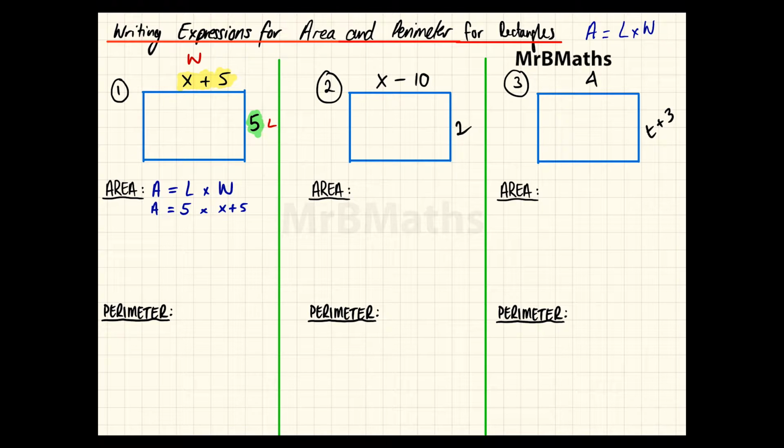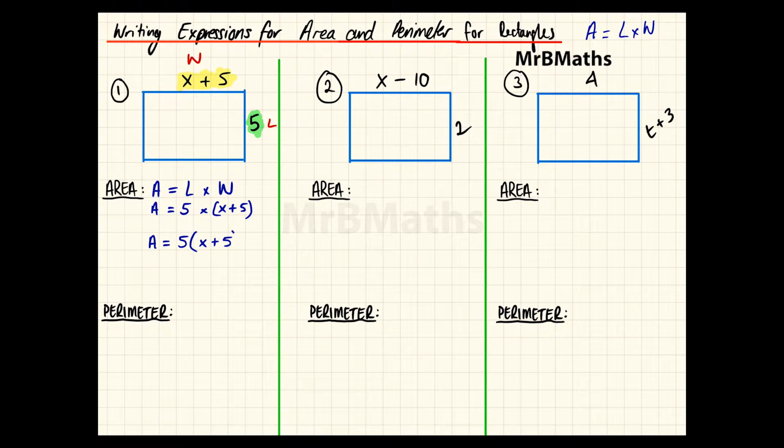Now what I need to do is multiply this together. Because there are two terms for the width, I have to put a bracket around it. And this is where the previous video that I've done on expanding brackets will come in handy. So if you find this next step a bit tricky, go and check that video out here, and that will help you out. So I'm then going to write A equals 5, open bracket, x plus 5.